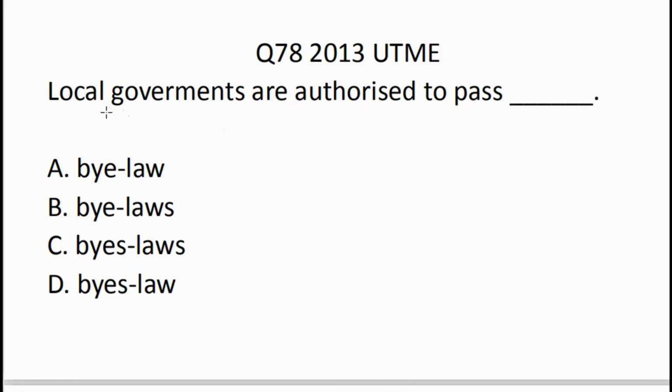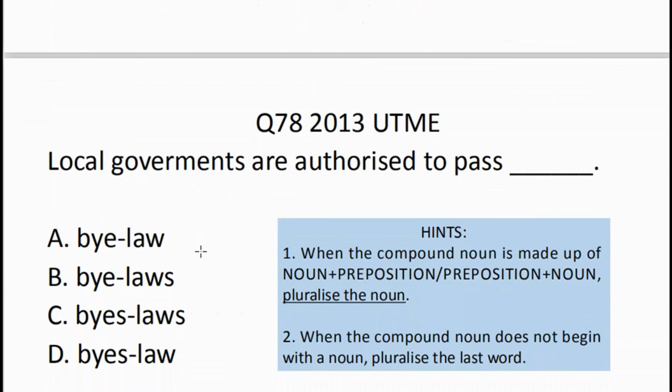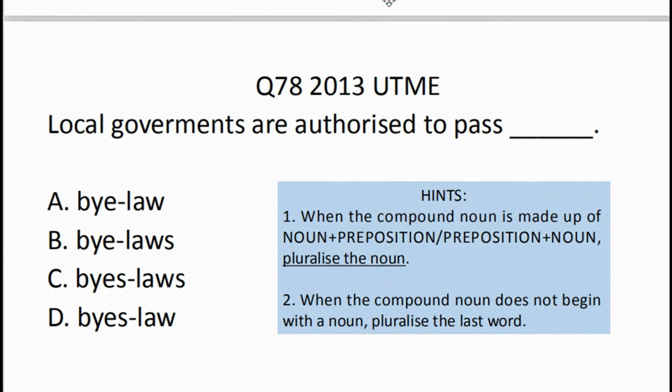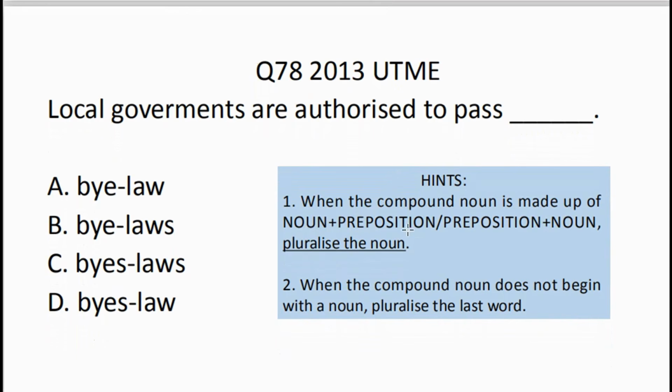That question says, local governments are authorized to pass dash. A, by law. B, bylaws. C, buys laws. D, buys law. This follows the rule that says whenever the compound noun is made up of a preposition and a noun, or a noun and a preposition, whichever arrangement, the noun will always be pluralized.